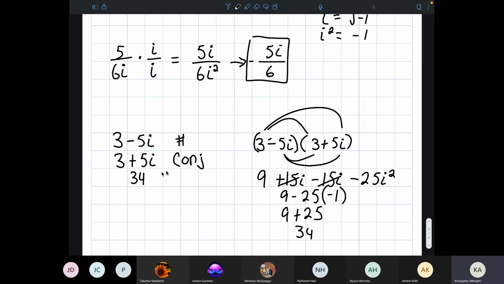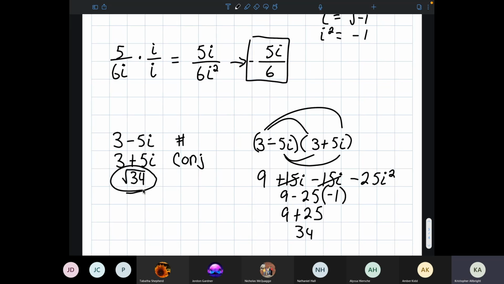And then I believe we take the square root of this to find the modulus of it. Yep. Take the square root of this. And you can't really take the square root of 34. It's not a perfect square. So this is going to be your answer, the square root of 34.